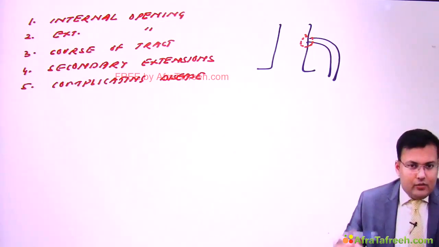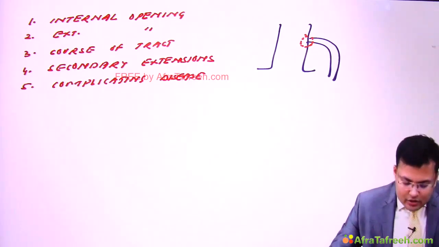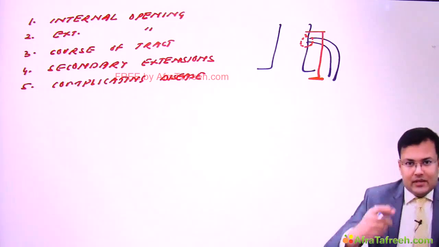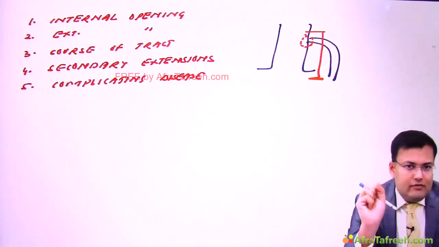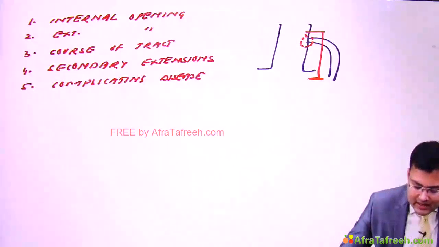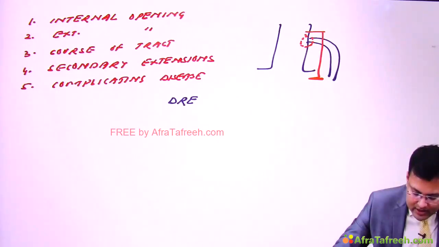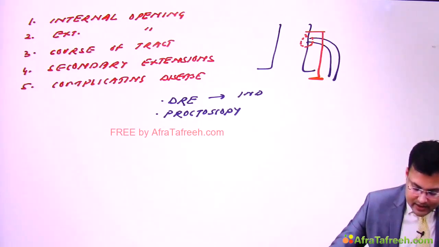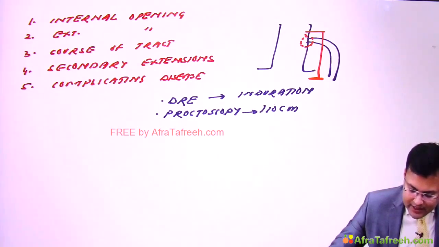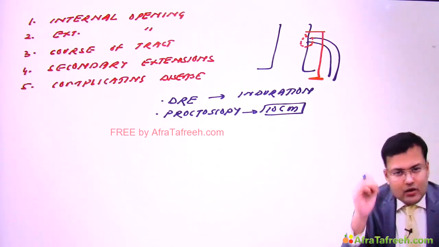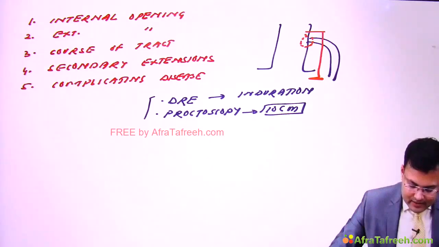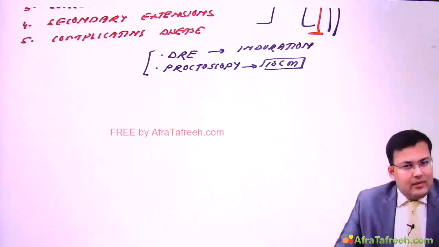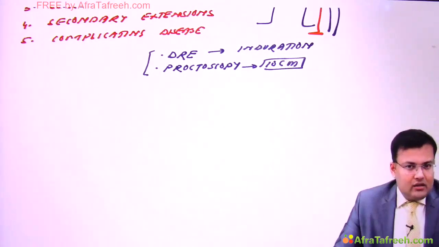You must be knowing the length of the proctoscope, 10 centimeter. So if this internal opening is within 10 centimeter, you can perform proctoscopy and visualize it. Clear? So how can we localize this internal opening? We can localize it on digital rectal examination as well as proctoscopy. On digital rectal examination there is induration, and the length of the proctoscope is 10 centimeter, so we can visualize the internal opening and localize it, right? But I told you that beginners are not able to appreciate the internal opening.